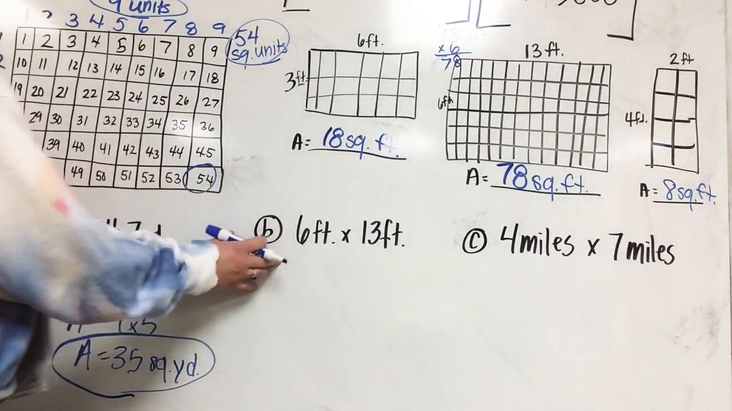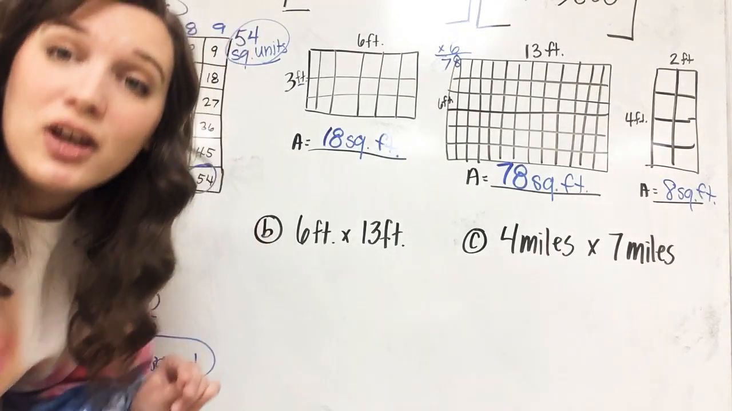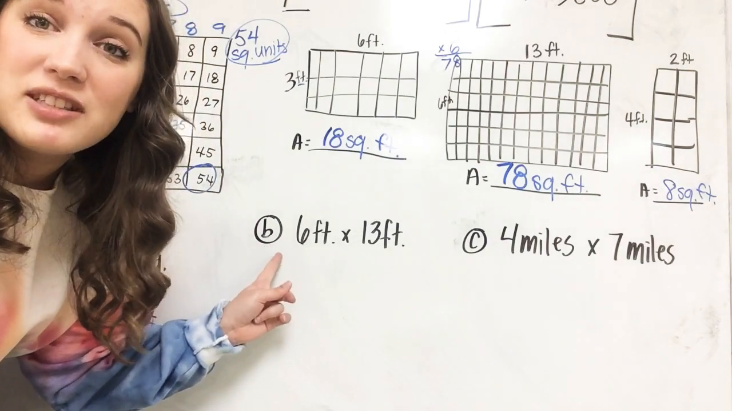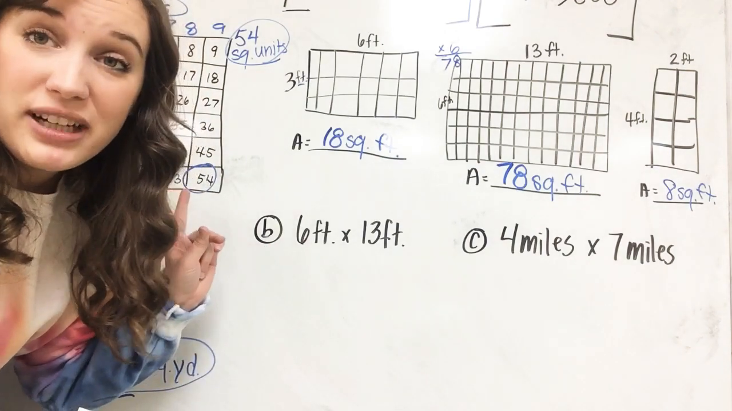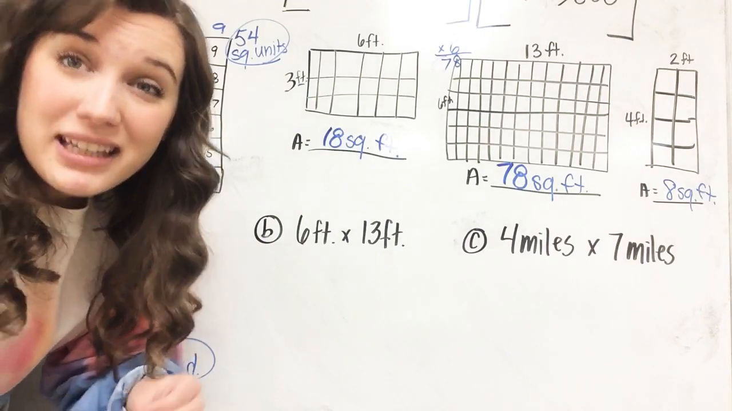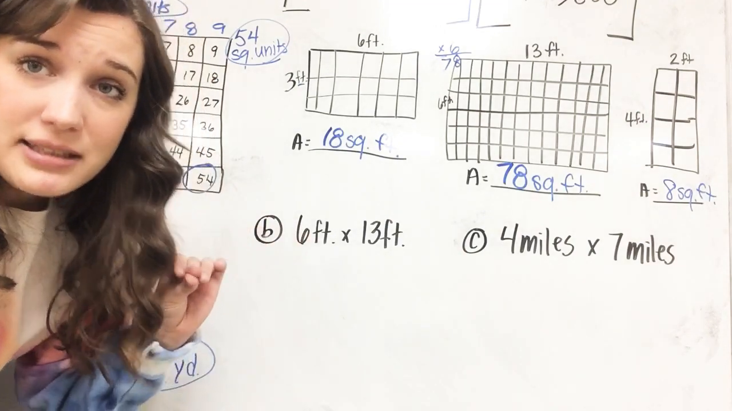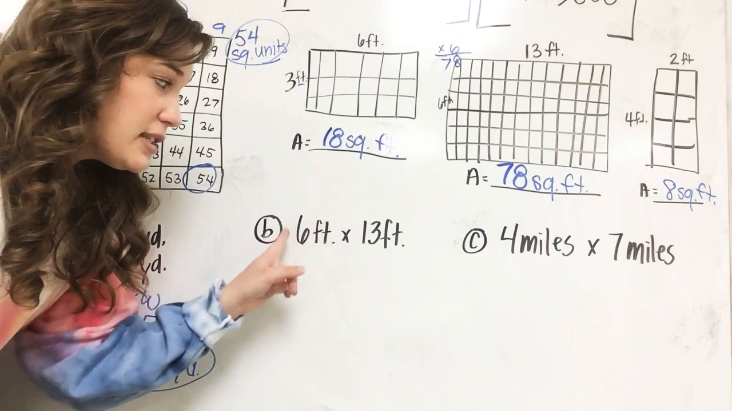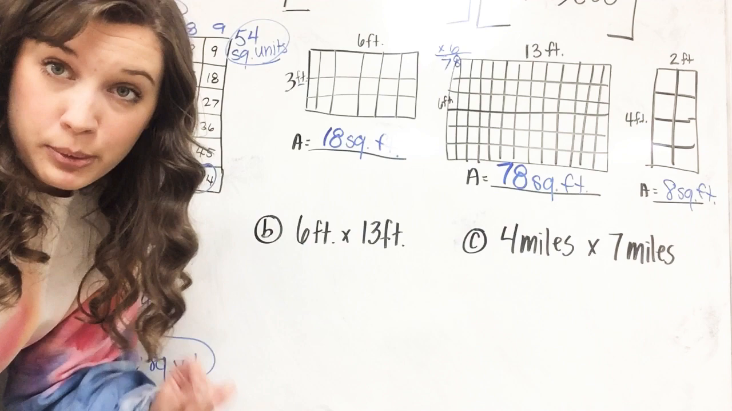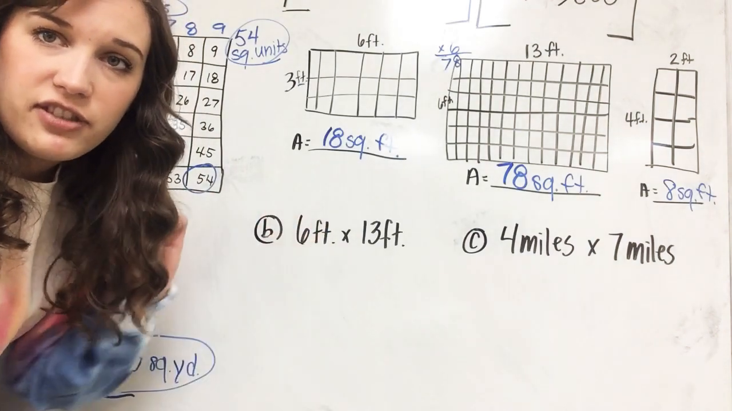Over here, letter B, 6 feet times 13 feet. Now, let me give you a little hint. Whenever you're reading area equations, it is not read 6 feet times 13 feet. You read it 6 by 13. By is one of those area keywords. If a square is 4 foot by 5 foot, that means it is 4 times 5. So this is 6 foot by 13 foot is how you read that. Read it with me. 6 feet by 13 feet.